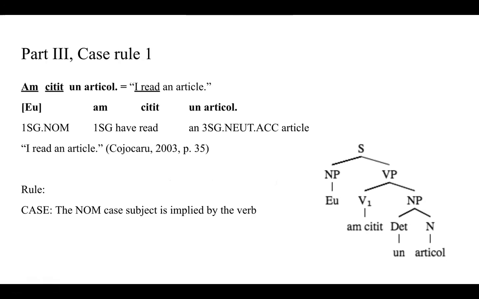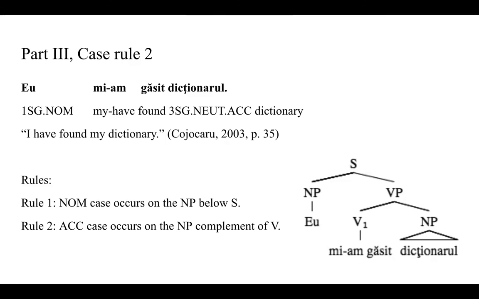Now we propose a couple of case rules, which illustrate case patterns in Romanian. In the first case rule, we see that a nominative case subject can be implied by the verb. Am citit un articol. I read an article. The noun I, which is the nominative singular subject of the sentence, is implied in the conjugation of the verb have. We create a rule in which the case of the verb implies the subject. Nominative case is implied by this verb.